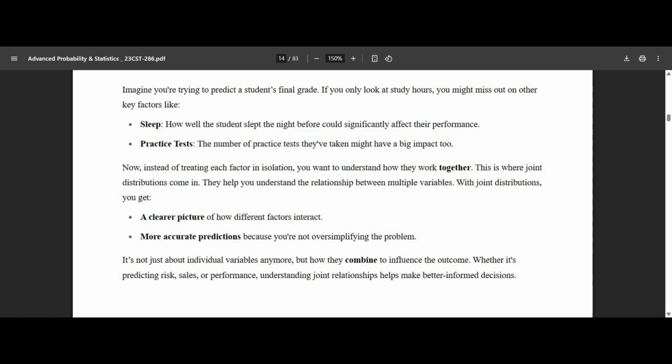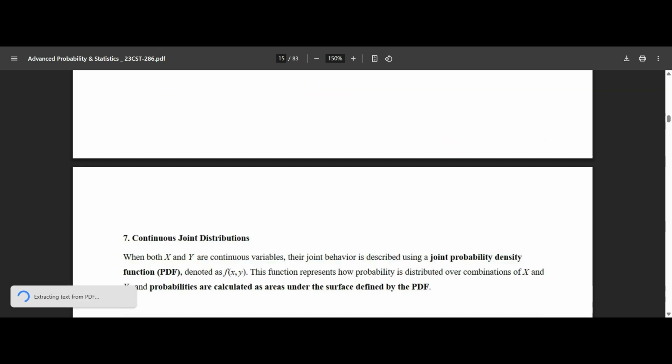It's not just about individual variables anymore, it's about how they combine to influence the outcome. Whether it's predicting risk, sales, or performance, understanding joint relationships helps make better informed decisions. Okay, so that's it. Now let's see this topic as well.